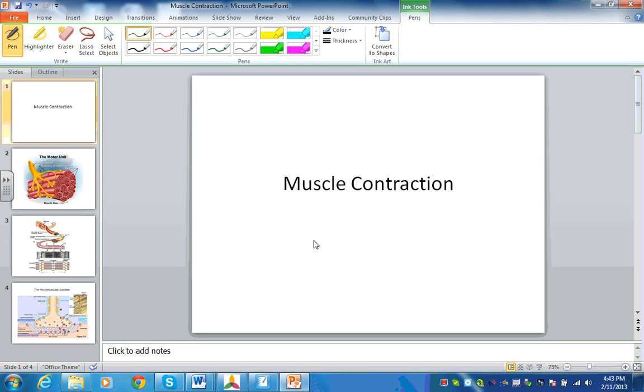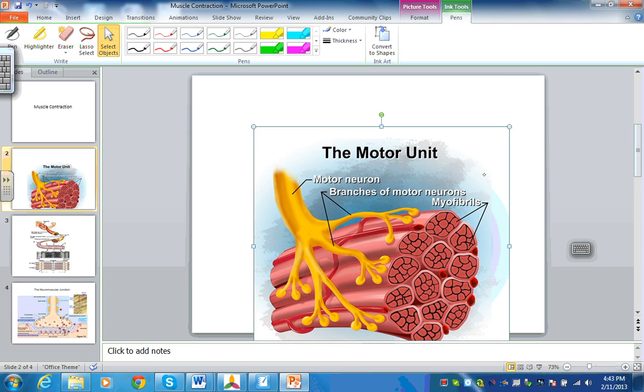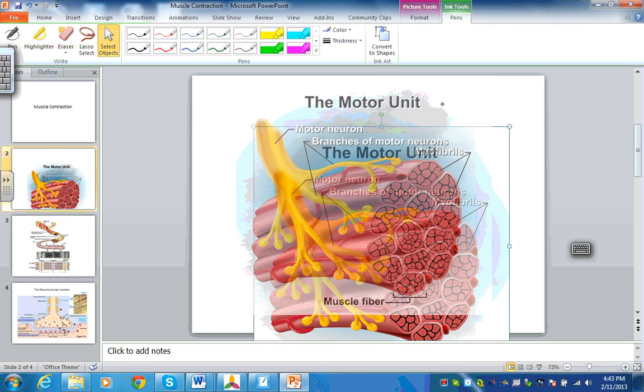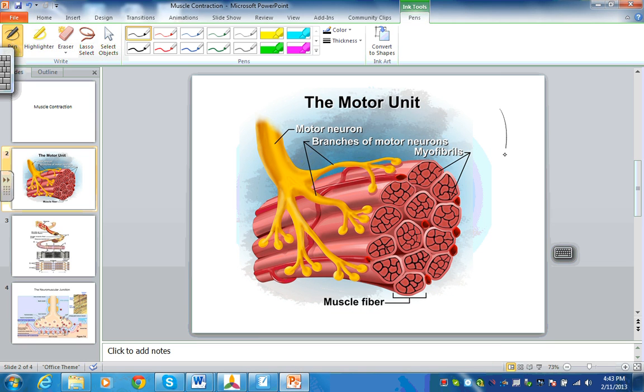Alright, so we're going to go ahead and get started talking about muscle contractions. I'm just going to take you guys through this really quickly. So this is the motor unit. This right here is the muscle itself, okay? And then we've got this, which is the motor neuron, okay? So the impulse from the brain is running down this neuron and then stimulating the muscle to contract, okay?